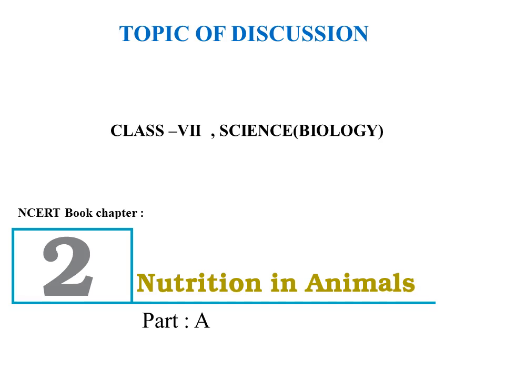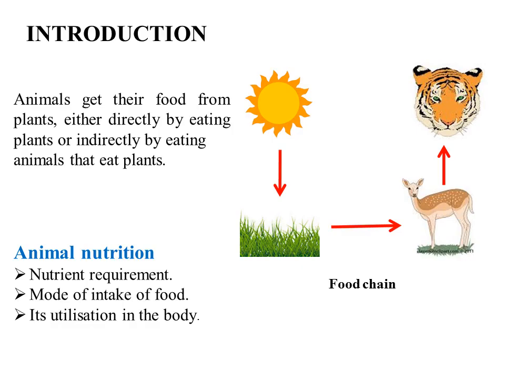Today I am going to discuss nutrition in animals, that is in your NCERT science book chapter number 2. Let's begin. In the first chapter, you have already learned how plants obtain their nutrients through photosynthesis. Now, let's come to know about the animals, how they take in their food, and also about us.